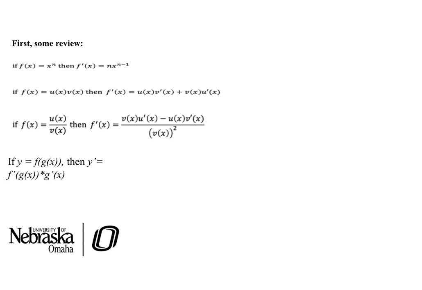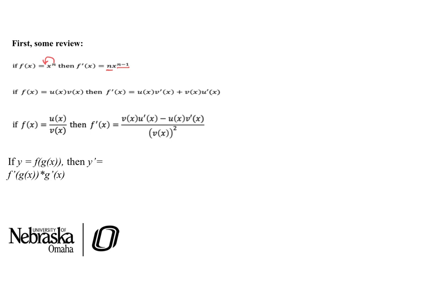Some important things. So it says if f of x equals x to the n, then the derivative of f of x, we take the exponent and multiply it out front. So this exponent would be multiplied in front of the term, like here, and we reduce the exponent by 1 degree. So subtract 1 from the exponent.